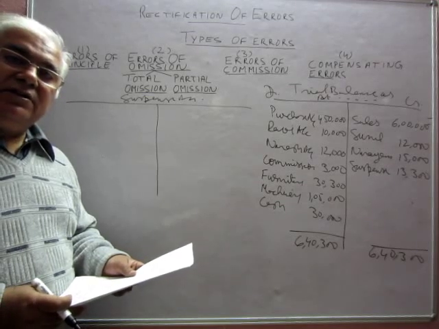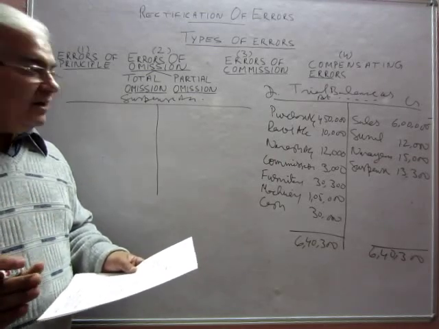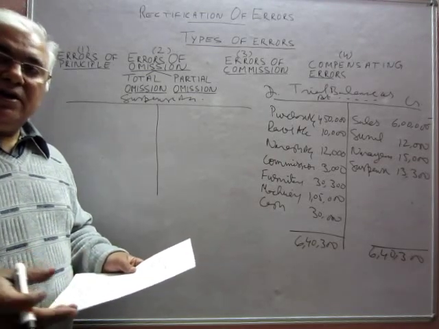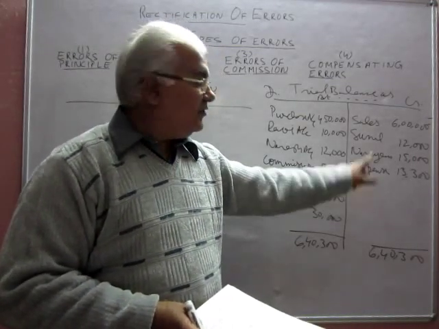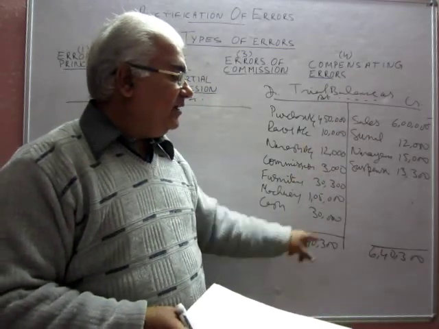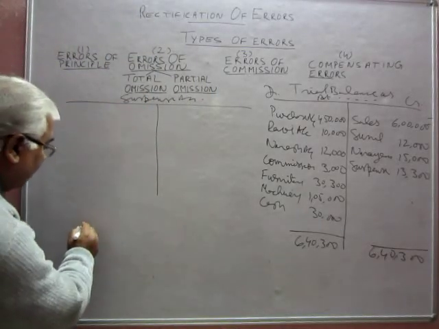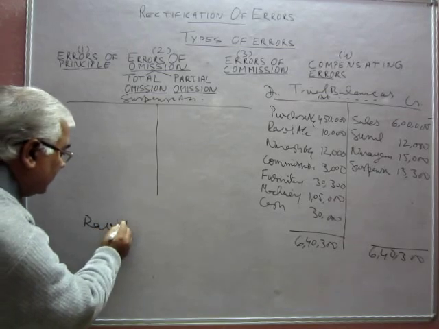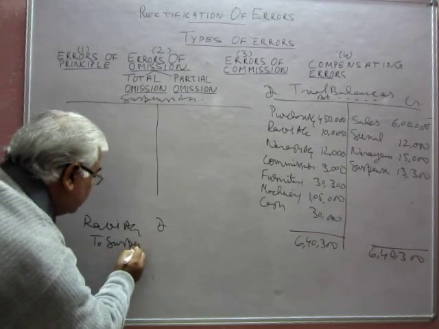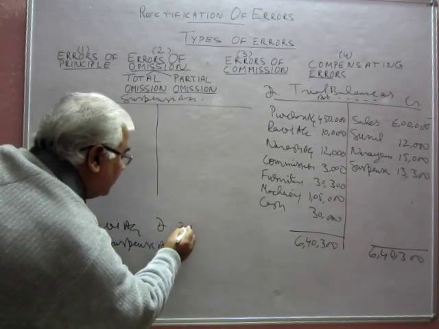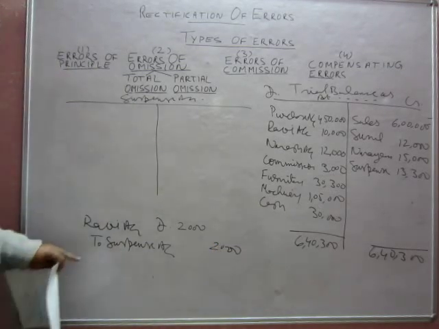Now what should be the entry for this? Ravi account should be debited, and since it is a one-sided error, the corresponding account to be credited is suspense account, because the effect of all those errors present in this trial balance is contained in suspense account. Hence our entry will be Ravi account debited to suspense account with 2000.